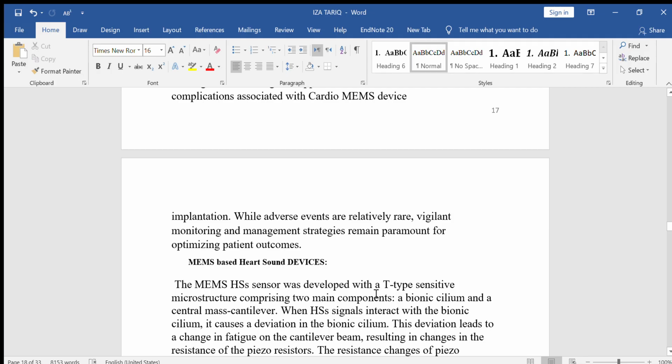Basically, the heart sound sensor consists of a T-type sensitive structure and two main components. One is the bionic cilium and the second is the central mass cantilever. When heart sound signals interact with the bionic cilium, it causes a deviation in the bionic cilium. This deviation leads to a change of stress on the cantilever beam, resulting in a change in the resistance of the piezoresistor.